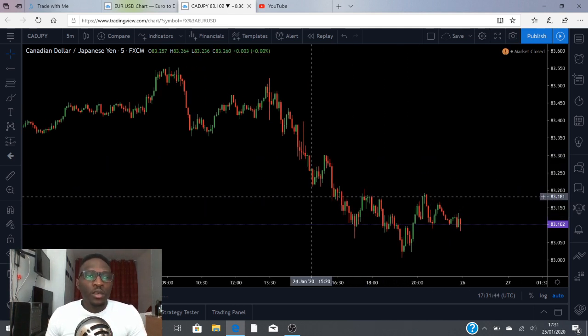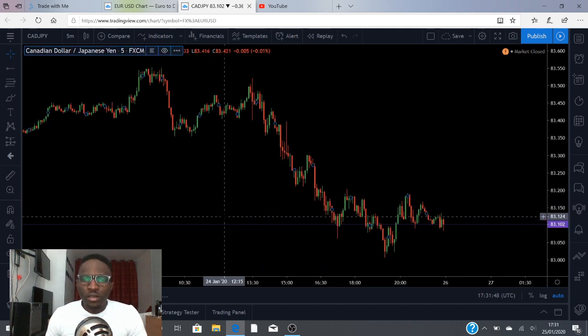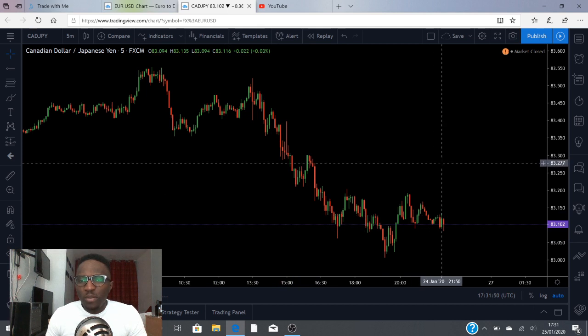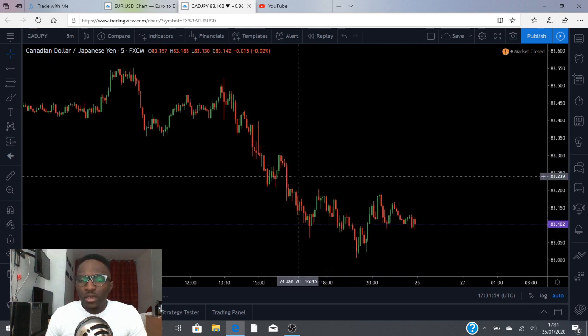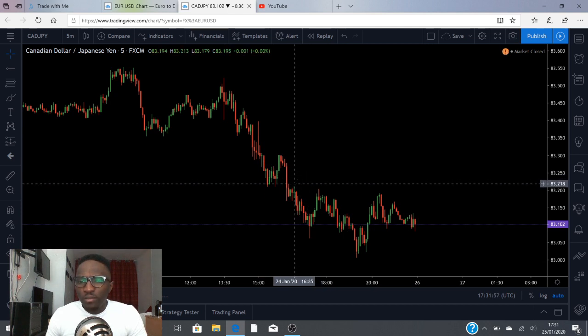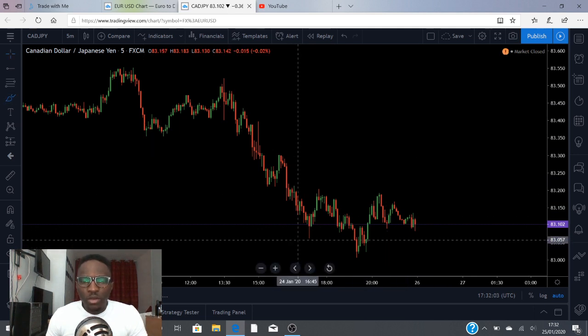So I've got my chart here on the 5-minute time frame, and obviously looking at the chart on the 5-minute time frame, there's just something that stands out. If you look at what the market is doing currently here, I think you can see the simple pattern that the market is forming here. But let me go ahead and point it out for you.